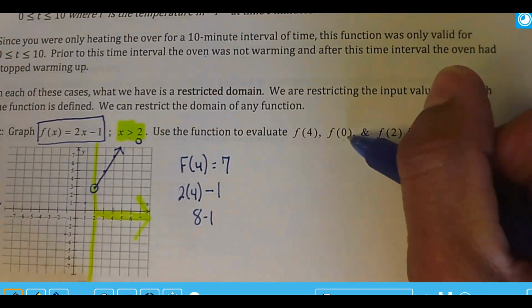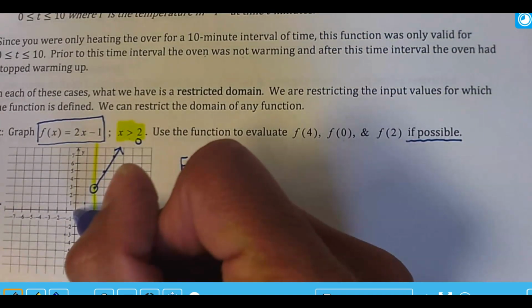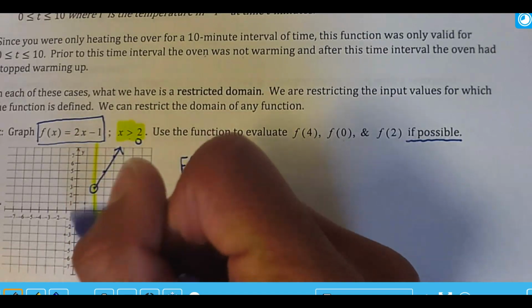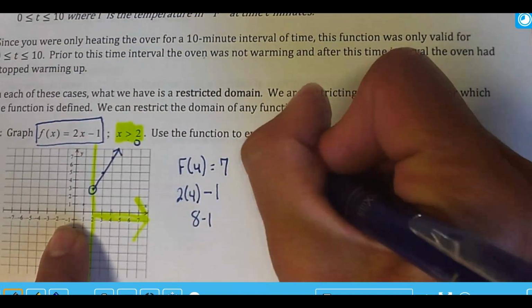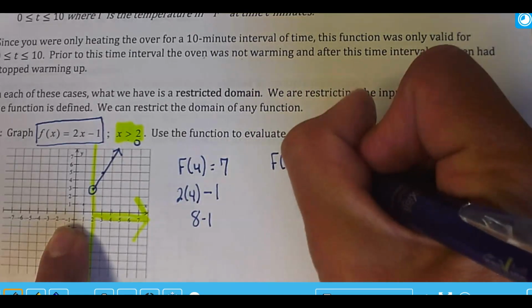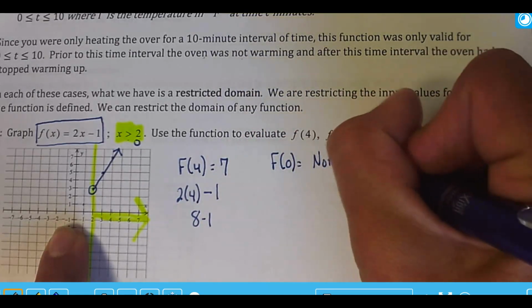Now, if x is 0, and I look, remember, we erased these points. So there's actually no function over here. So this is one of those answers where it's not possible. So for now, I'm just going to write not possible.